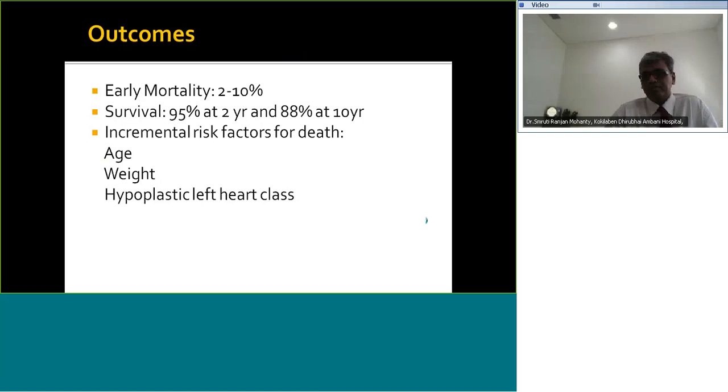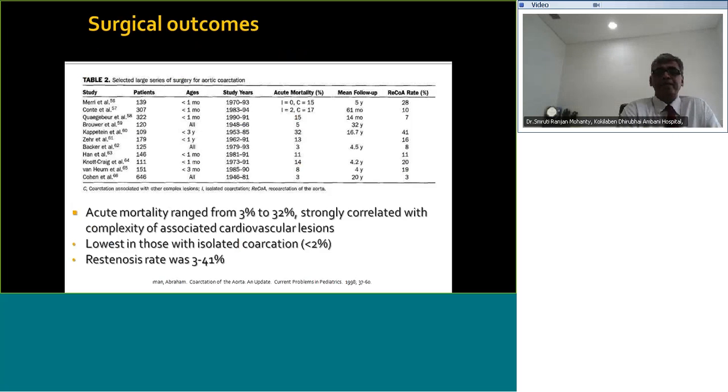Now overall outcomes, early mortality in all stages is around 2 to 10%. Survival is almost 95% at 2 years and 88% at 10 years. The incremental risk factors for death today are age, weight, and hypoplastic left heart variants. Now this is very important to see this slide.